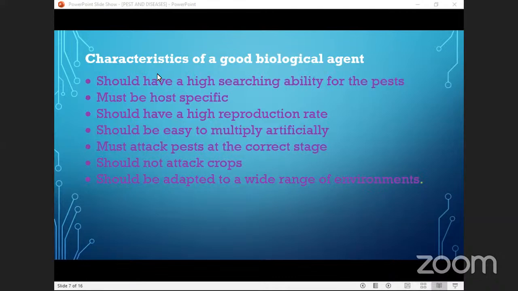Should not attack crops. Don't introduce one that does. This is what I was saying, that you introduce a hen to eat grasshoppers, you introduce a duck to eat the snails, termites. At the end of the day, you find it eating maize. That becomes dangerous. That's not a very good biological agent. Should be adapted to a wide range of environments. When you introduce it from one place to another, it should be able to be productive in the same way. There should not be any deterioration in its productivity.